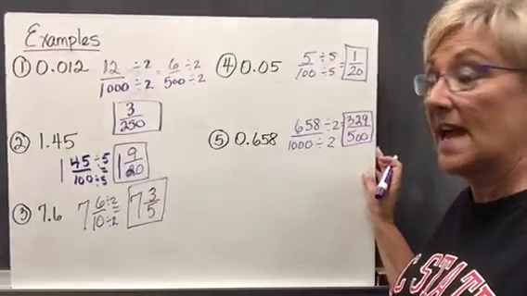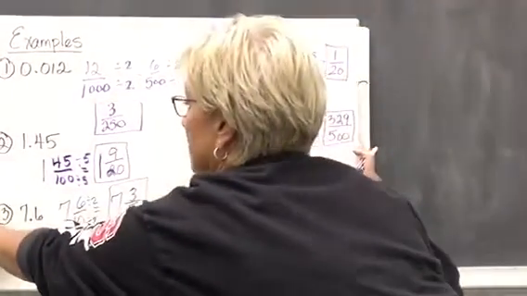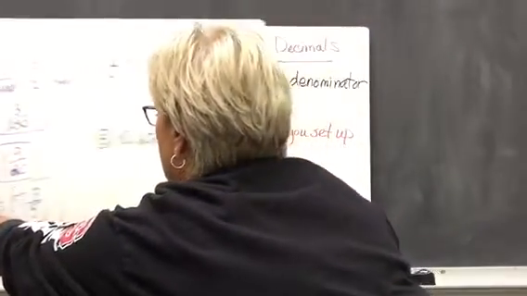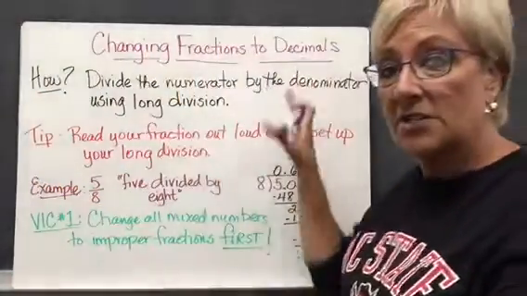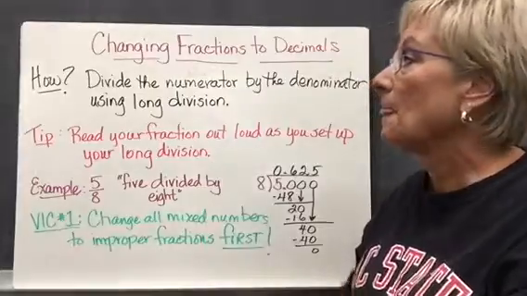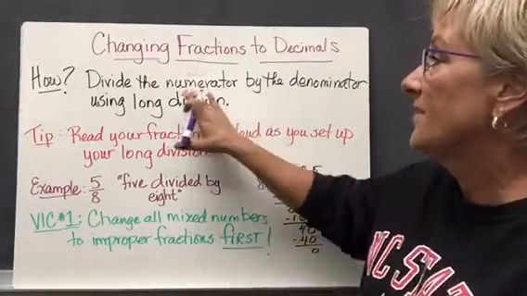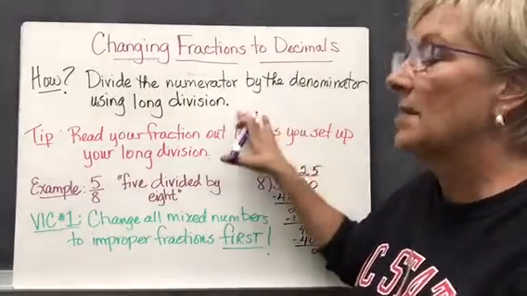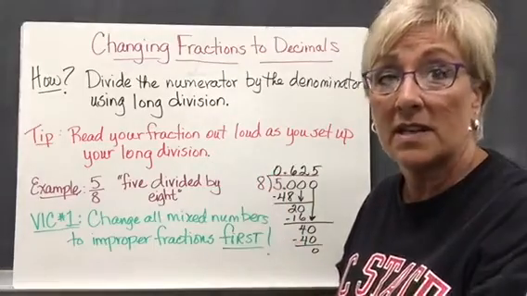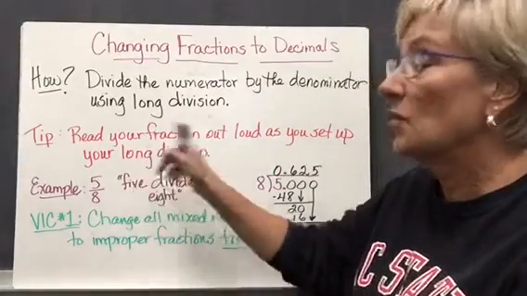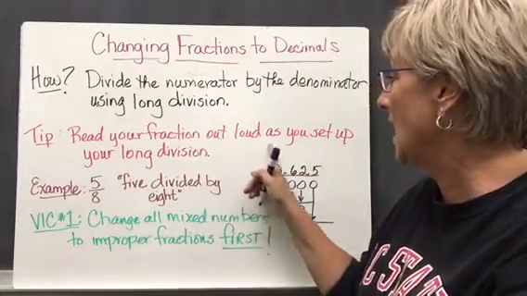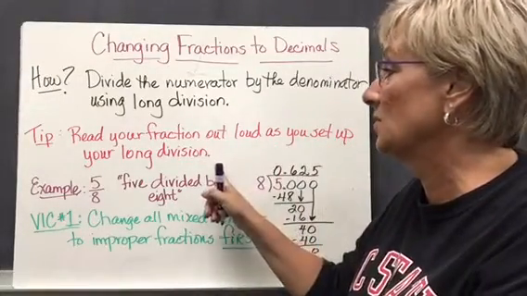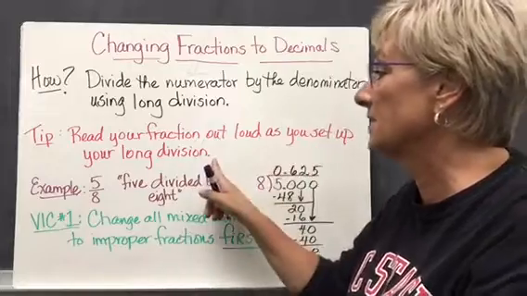Now, let's look at our next step. Now, we're going to change a fraction back into a decimal. How we do this is we're going to divide the numerator by the denominator using long division, and we've already done this. You can read this to yourself as well. So read your fraction out loud as you did as you set up the long division problem.